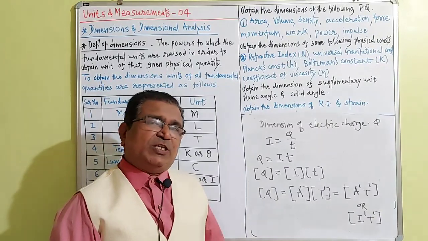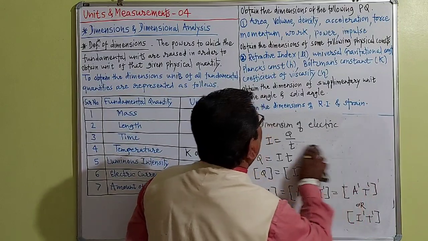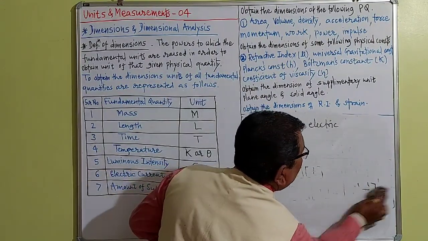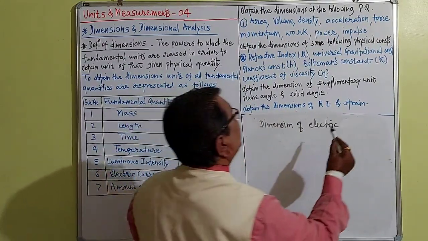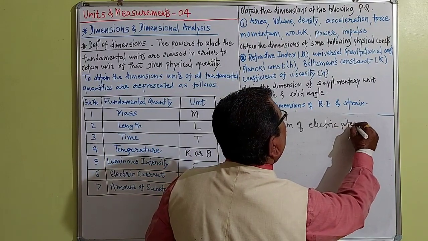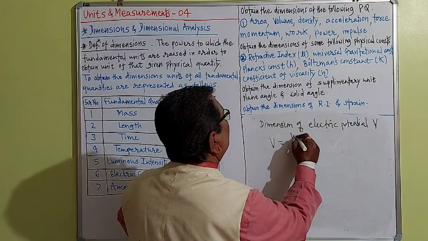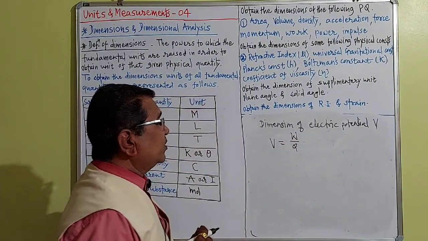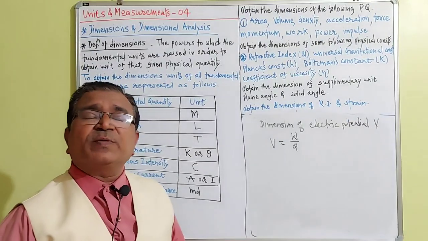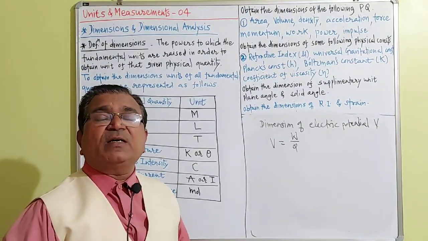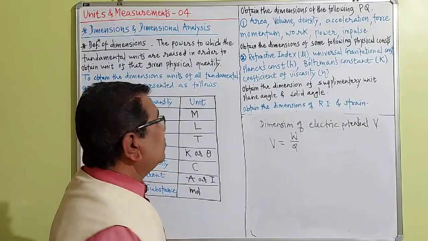Then electric potential. Write down the formula. V is equal to W upon Q. This is the formula of electric potential. Work done in bringing a positive charge once round the complete circuit, that is electric potential. V is equal to W upon Q.